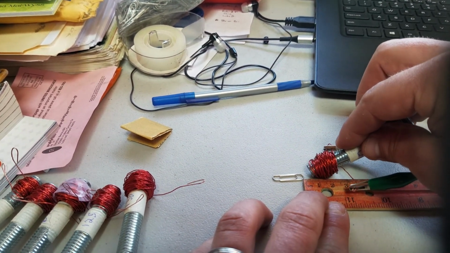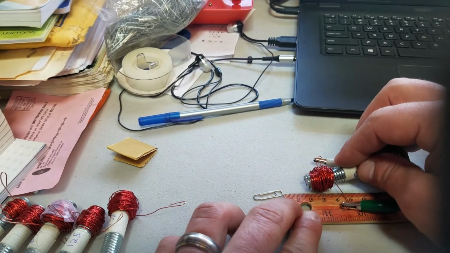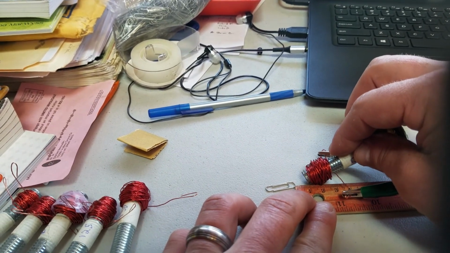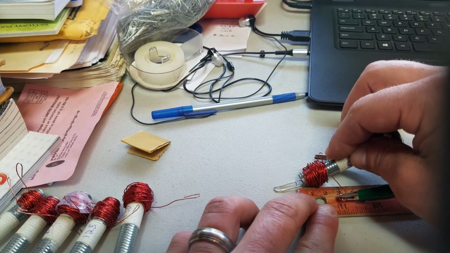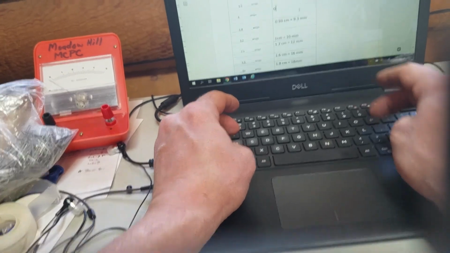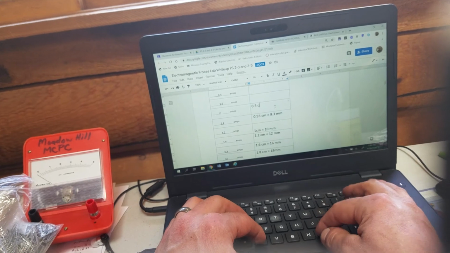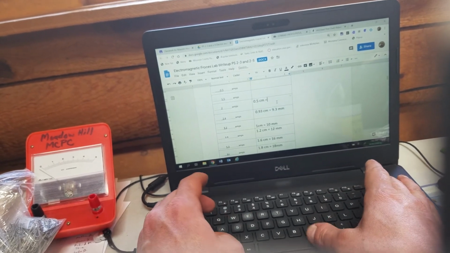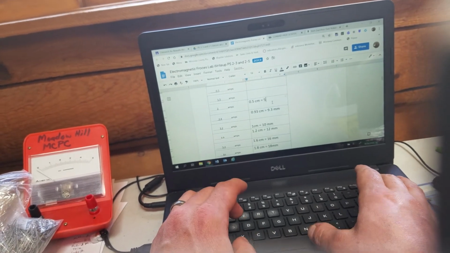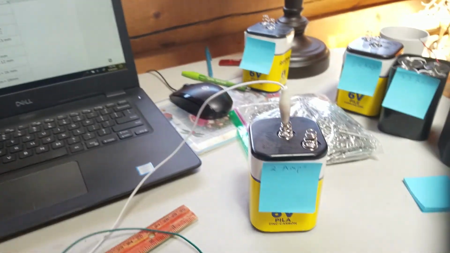0.4 on that last one. 0.5 there. Set it to 0. And 0.5. So half a centimeter on that one with 2 amps. 0.5 centimeters, which is equal to 5 millimeters. All right, we'll see what happens when we get down to hardly any here.